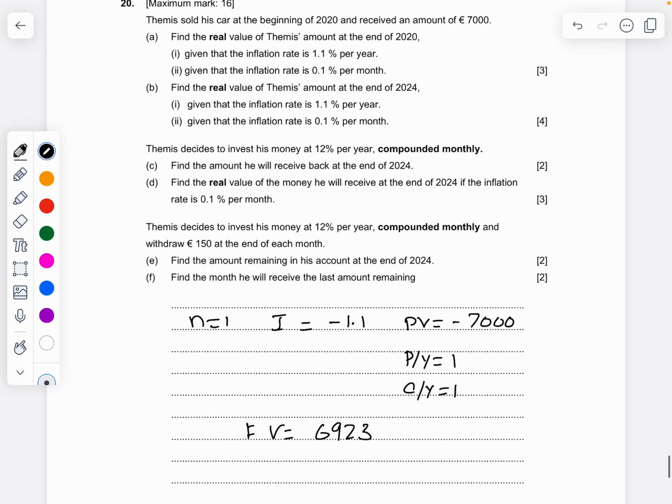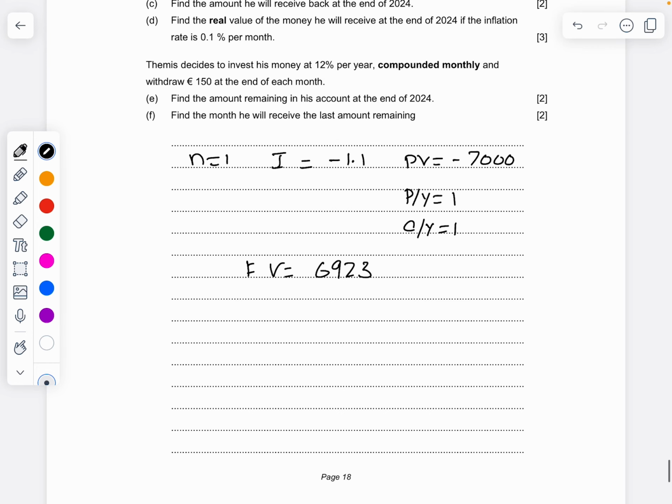Then part 2, given that the inflation rate is 0.1%. So n equals 12 and I equals minus 0.1, PV equals minus 7,000, P/Y equals 1, C/Y equals 1, then the final value will become 6,916.46.